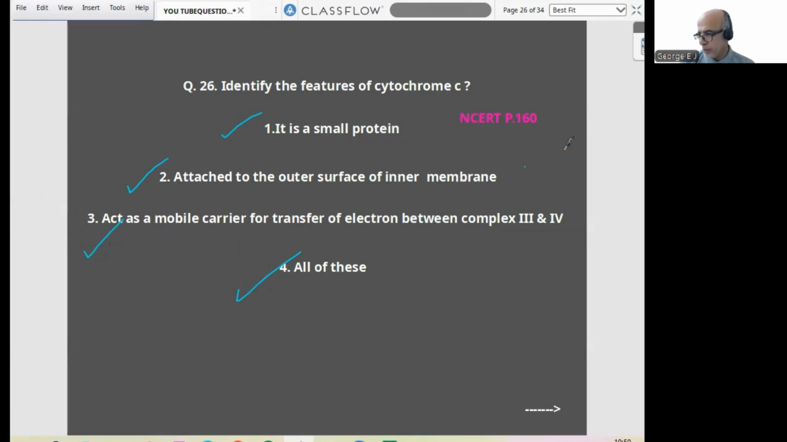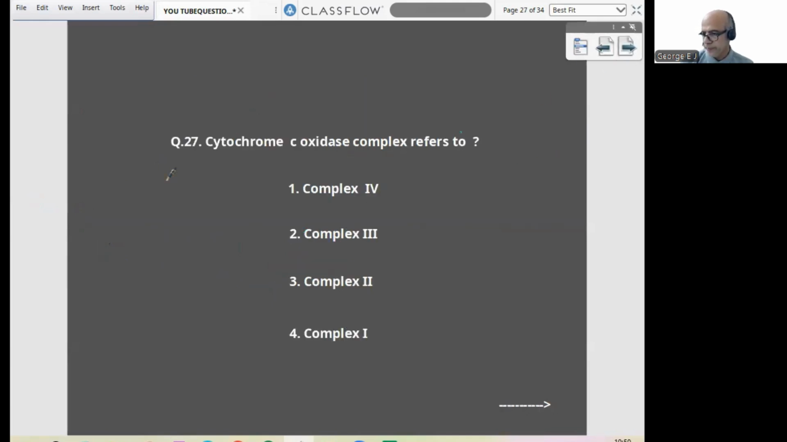That is question number 27. Cytochrome C oxidase complex refers to. So cytochrome C oxidase, it is donating. It is referring to complex 4. Oxidation reduction, you know, receiving and donating. So the answer is complex 4. That is the first option.